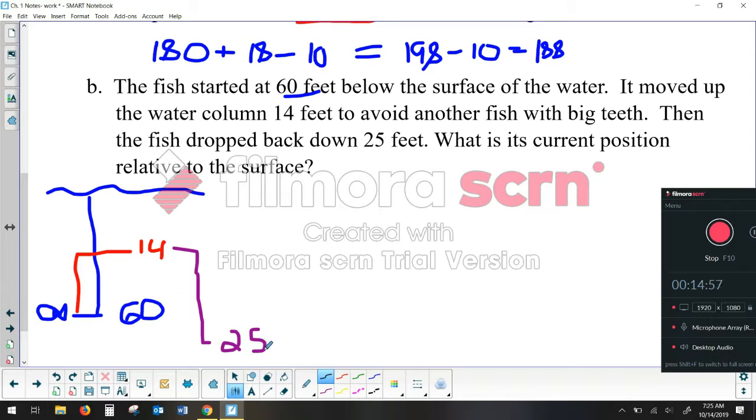So, if our surface is 0, if we're below the surface, we start with our negative 60. That's where he started. 60 feet below the surface, if surface is 0, that makes us a negative number. Then he went up 14 feet. And then he dropped back down. He went back down. Down tells us we're going to subtract again. 25.